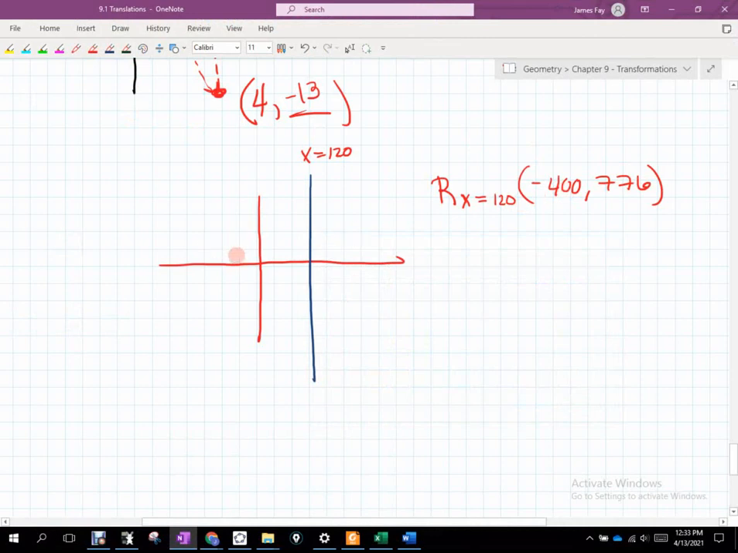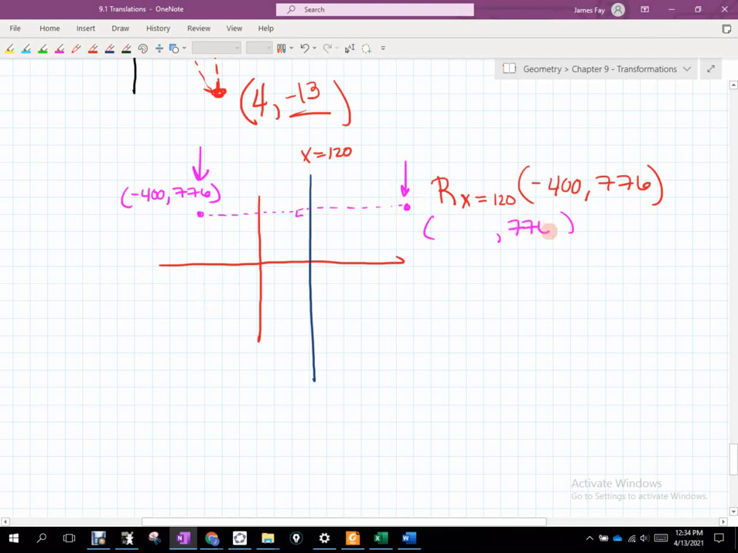Our point is at -400. So if this is 0, 0, the point is -400, 776, right? Okay. When you reflect across this blue line, that distance right there is going to be captured over here, correct? It's got to be the same. That being said, it should be easy for us to determine what the y value of that point is. What should be the y value of that point? Still got to be 776, doesn't it?